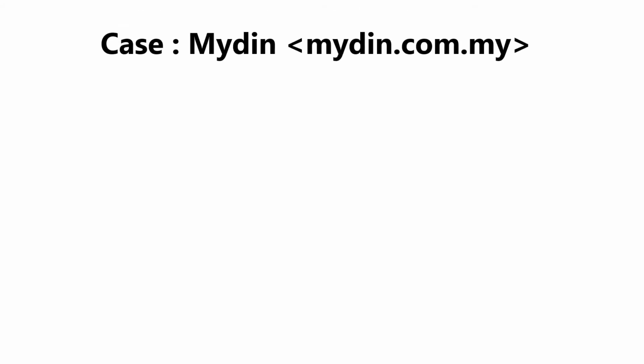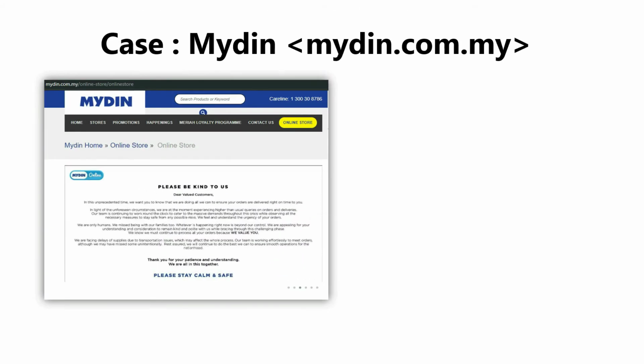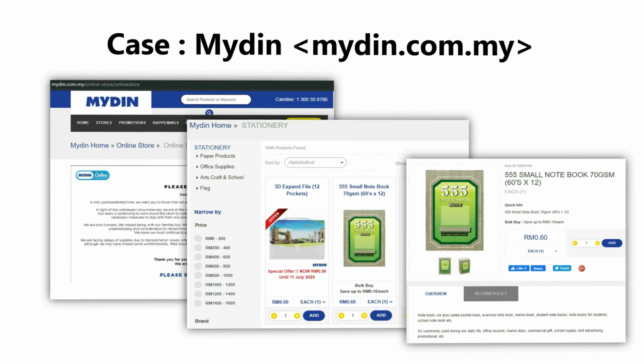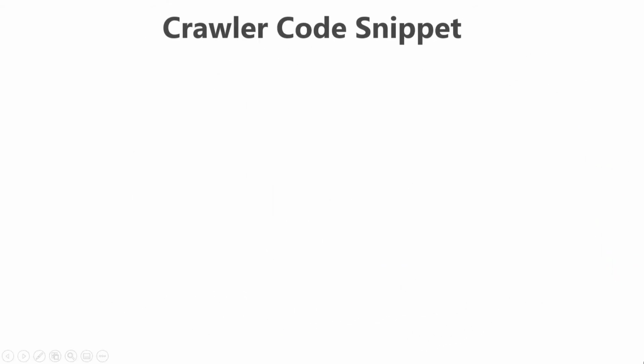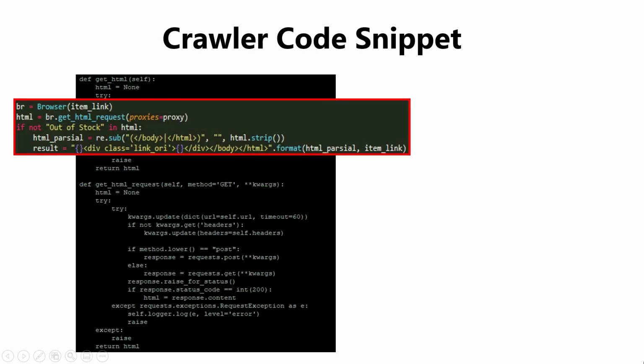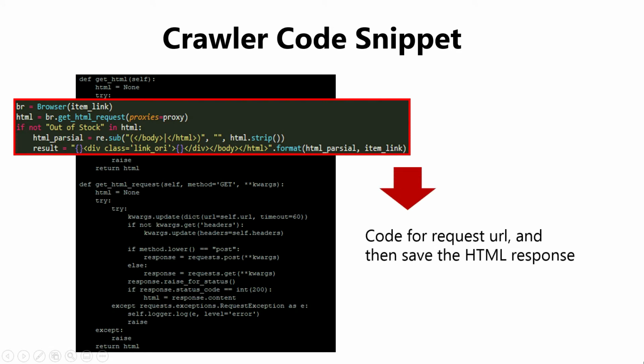For study case, we will use MyDin. We will try to get the data from MyDin, starting from HTML until data at HBase. This is the snippet code for crawler. It will send requests to intended URL, and after obtaining the response, it will save the HTML.